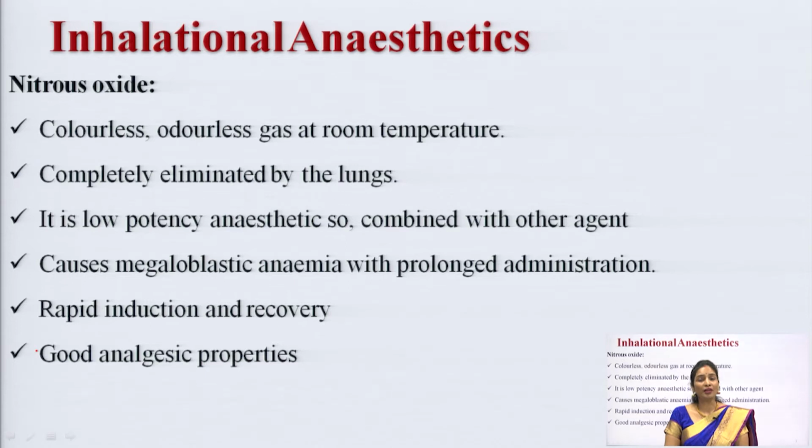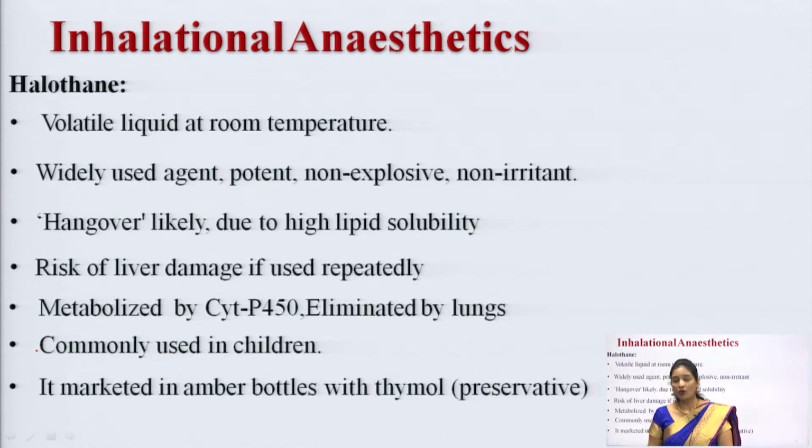So, this is about nitrous oxide. The major drawback was megaloblastic anemia. Okay, next we will move to the inhalation anesthetics like Halothane. Halothane is also an inhalation anesthetic drug. It induces anesthesia by producing gases and vapors inside the respiratory tract.